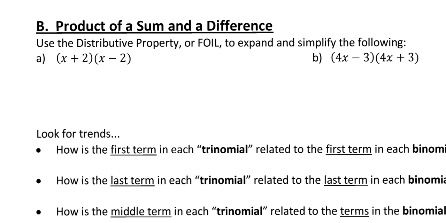So now we're going to do part B of the lesson of special products. We're going to do the sum and difference. Now the sum and difference is referring to the sum and difference of two things that are exactly the same.